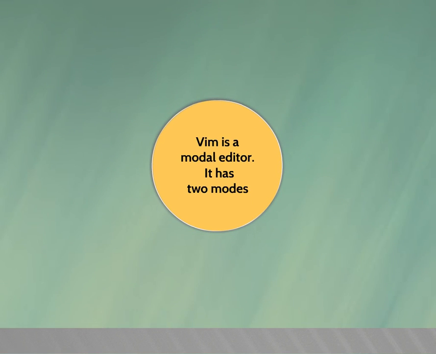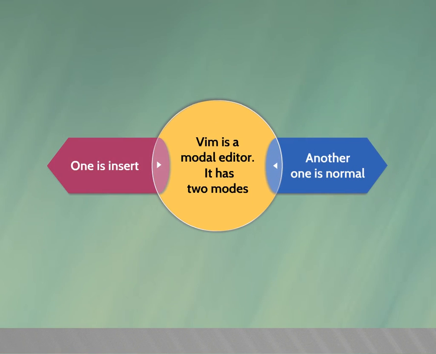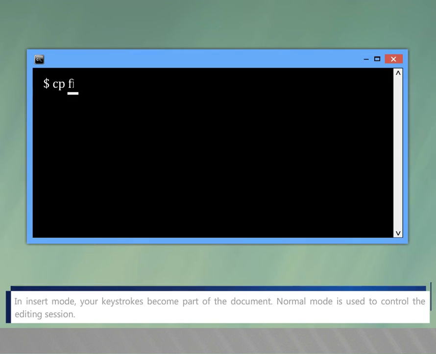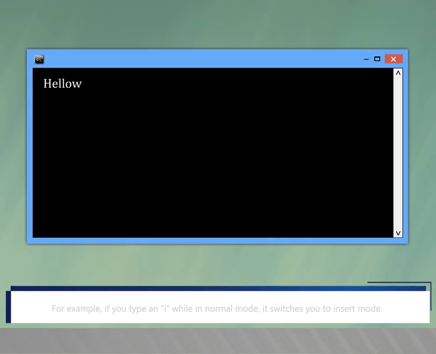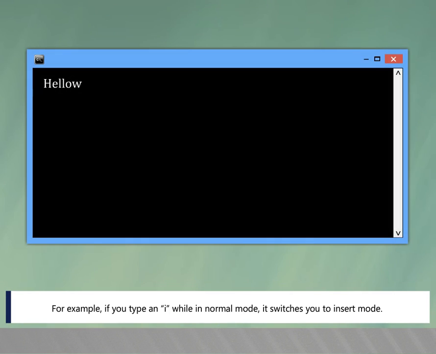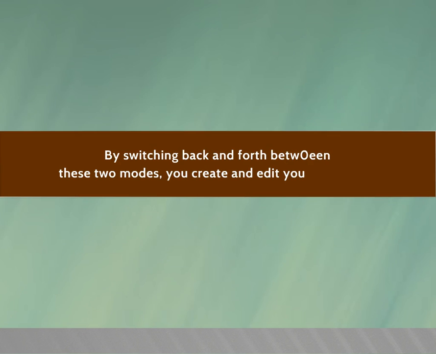VIM is a modal editor. It has two modes. One is insert and another one is normal. In insert mode, your keystrokes become part of the document. Normal mode is used to control the editing session. For example, if you type an I while in normal mode, it switches you to insert mode. By switching back and forth between these two modes, you create and edit your document.